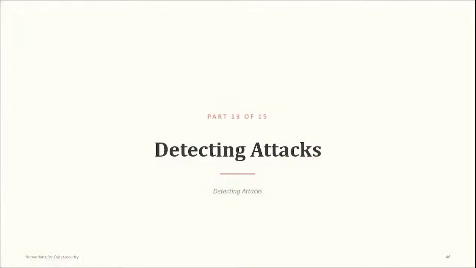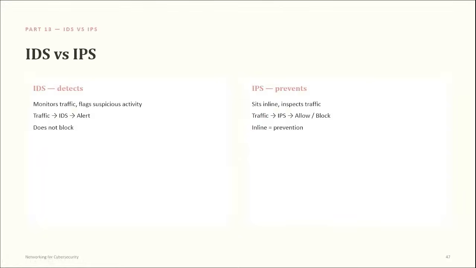Then detecting attacks. How do you detect these attacks? Using security tools like IDS and IPS, intrusion detection system or intrusion prevention system. The IDS helps you detect; it monitors traffic and flags suspicious activity. When traffic comes through the IDS, it alerts you that this is malicious activity. It does not block, unlike the firewall, which blocks or denies. The IDS does not block. It just detects an intrusion and gives you alerts.